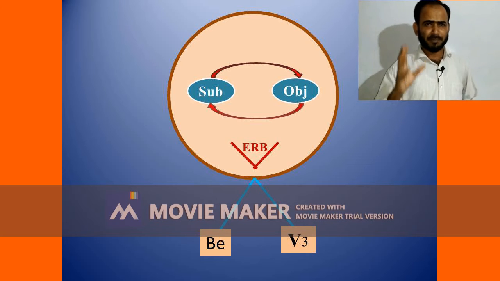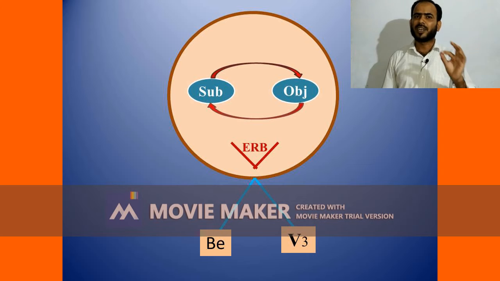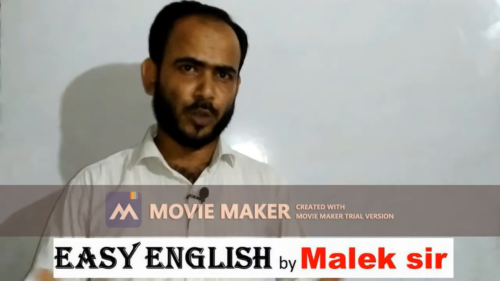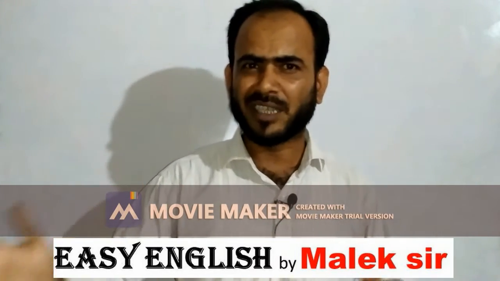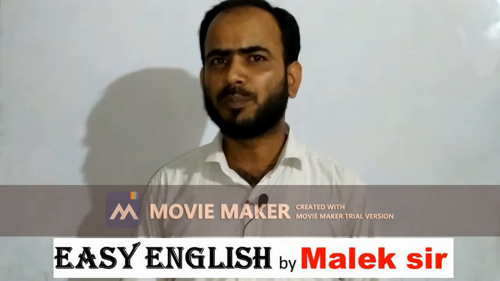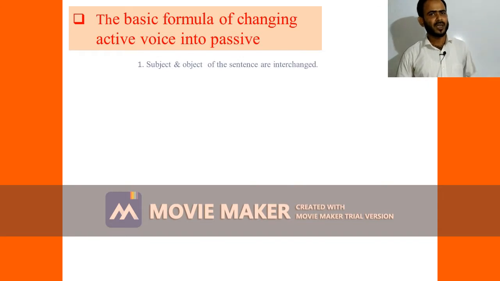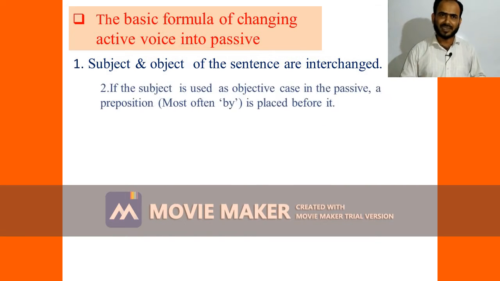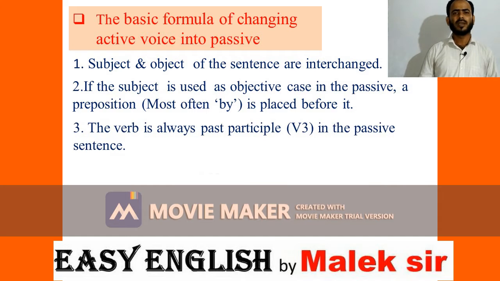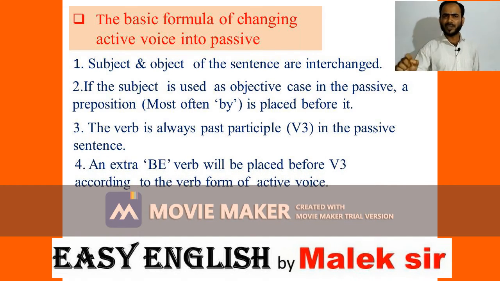Actually, in the passive voice, verb will be always in past participle form, and there must be a verb before that. For your better understanding, here is a short description of the image here. That means the basic formula of changing voice. You see, number one, subject and object of the sentence are interchanged. Number two, if the subject of active voice is used in objective case, in the passive, you should use a preposition, most often by before it. Number three, the verb will be in past participle form. And the next one, the most important one, that is adding an extra verb before verb 3.